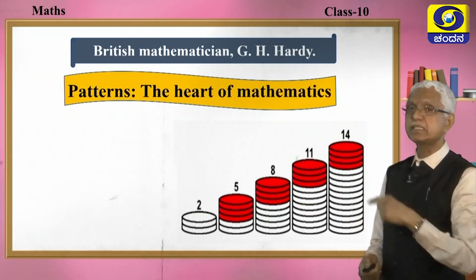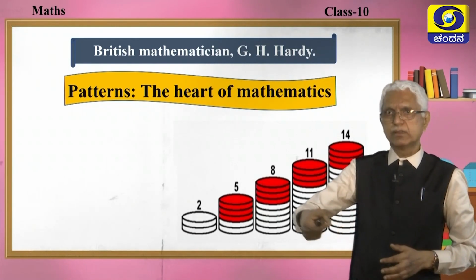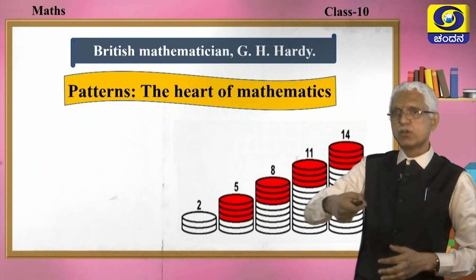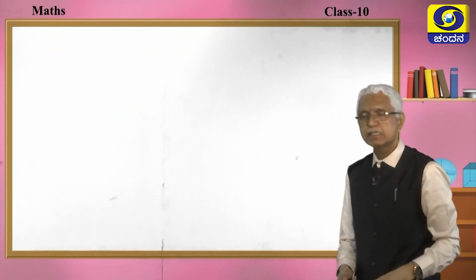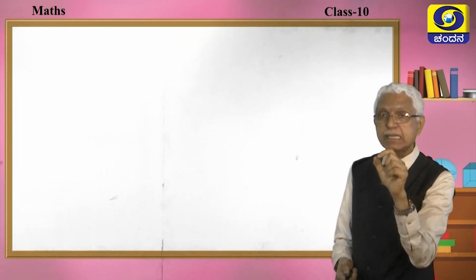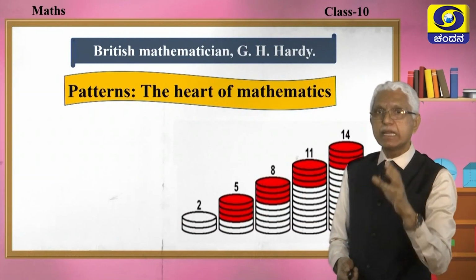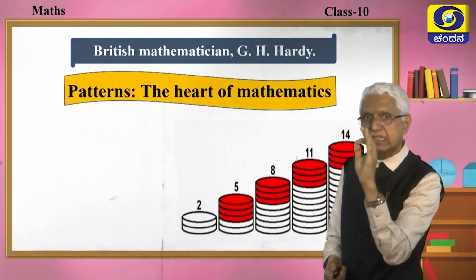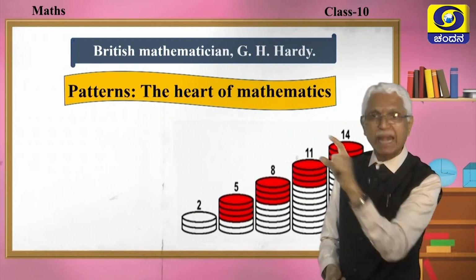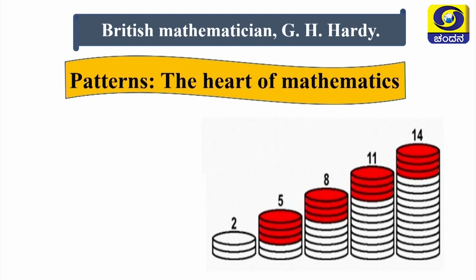As a result, what is it that I got? I got a set of numbers 2, 5, 8, 11, 14. Correct? Professor G.H. Hardy says mathematics, especially when you are dealing with numbers, it is all about patterns. So, the heart of mathematics lies in the patterns. 2, 5, 8, 11, 14 has a definite pattern.